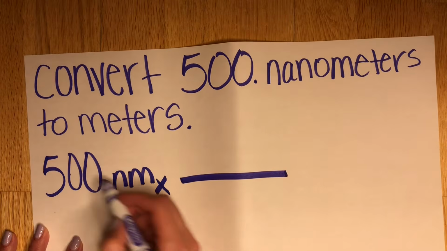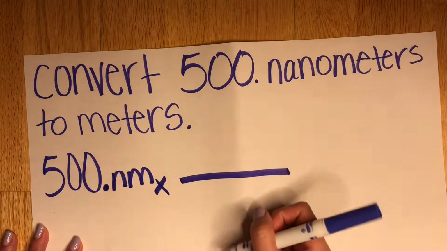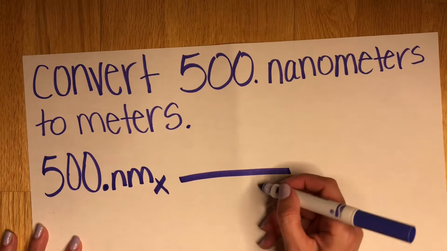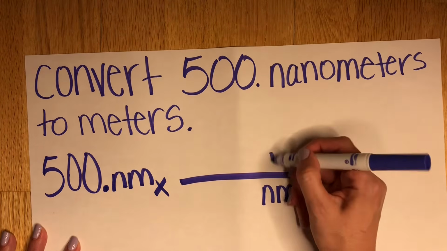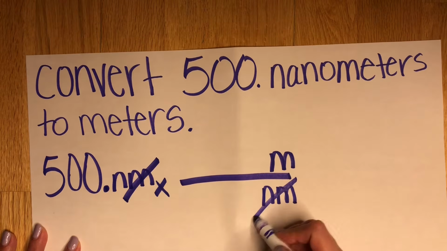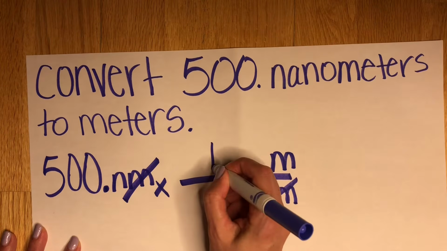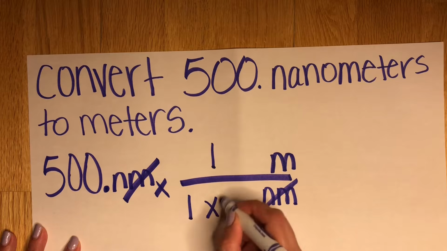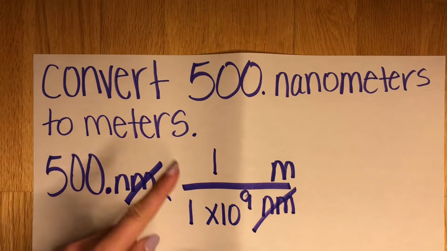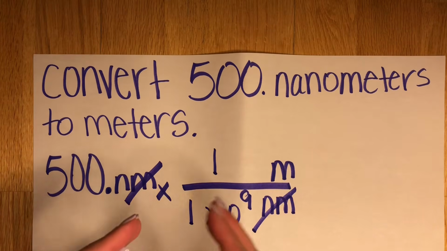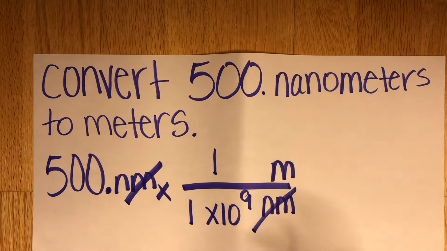And we're going to use our same dimensional analysis setup. Remember, it looks like a fraction. Whatever unit's on the top needs to go on the bottom to cancel out. And then whatever I'm going to needs to be on top. So look here, cancel, cancel. And my 1 meter has 1 times 10 to the 9th nanometers in it. There's a lot of nanometers in a meter. Remember, nanometer is a small unit, and there's a lot of them in a meter.